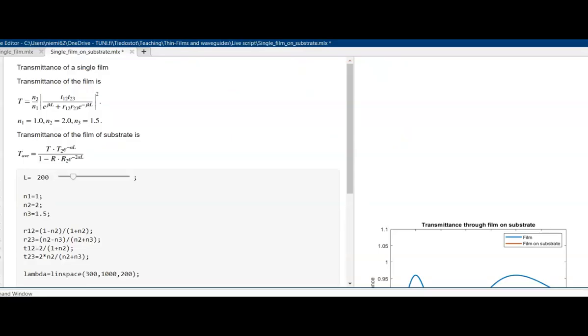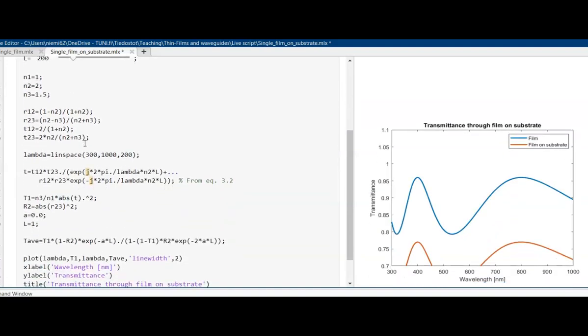Here is a MATLAB model of the thin film on a substrate. So we can calculate the transmittance of the thin film as previously. By knowing the transmittance, we can calculate the transmittance of the film on a substrate as this. And then the calculation proceeds as before.